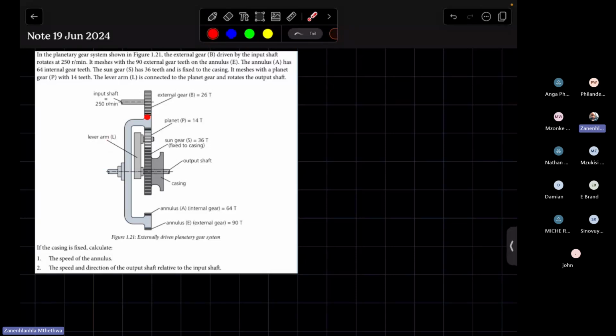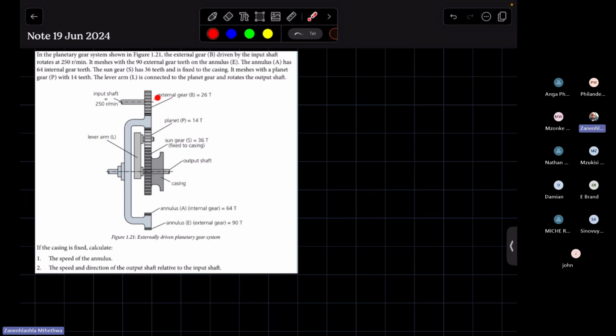Now, this here is essentially a typical epicyclic gear system. A typical epicyclic gear system is one that has an annulus, the arm, planetary gear, as well as the sun gear. So this here is the annulus. Meshing with the annulus using the internal teeth, you have the planetary gear. They've labeled it as gear P, and then meshing with the planetary gear is the sun gear S. So essentially, we're looking at a typical planetary gear system.